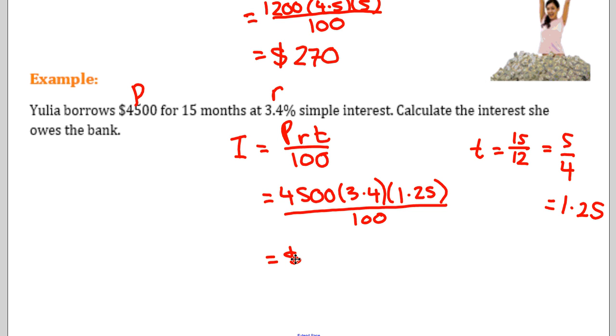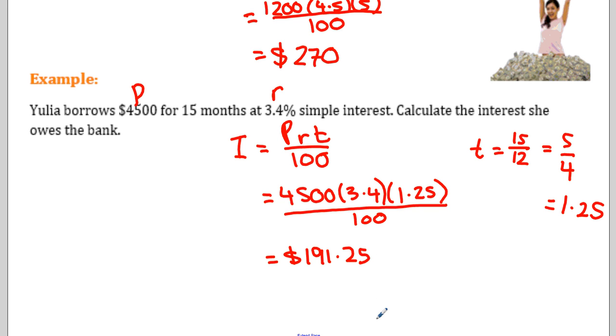So we've got to do 4,500 times 3.4 times 1.25 equals, and then divide that answer by 100. Hopefully you get the same as me, or else I've put something wrong in the calculator. 191.25. Money's to 2 decimal places, and it happens to be exactly 0.25 anyway.